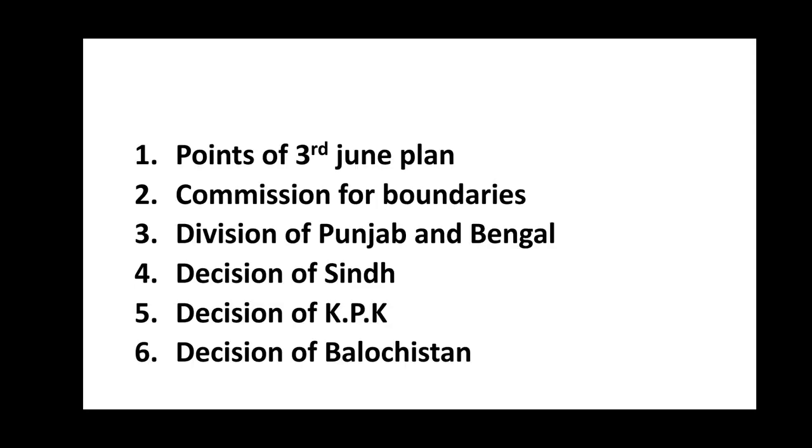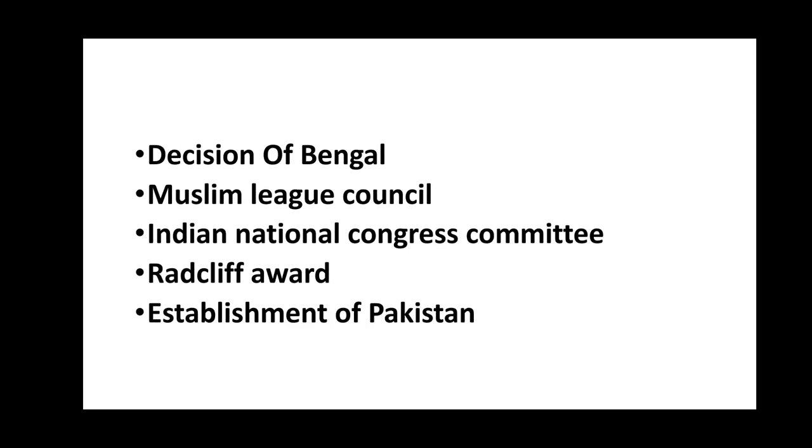Second main point of this chapter is 3rd June Plan. And the date is 1947. Lord Mountbatten came to India and tried to unite India, in which he failed. There was no other way except partition. So for this purpose he made a plan after consultation with the parties, and this plan is known as 3rd June Plan. Now we will discuss the points of 3rd June Plan. So number 1 is Commission for the Boundaries. Number 2, division of Punjab and Bengal. Number 3, decision of Sindh. Decision of KPK, decision of Balochistan, decision of Bengal.